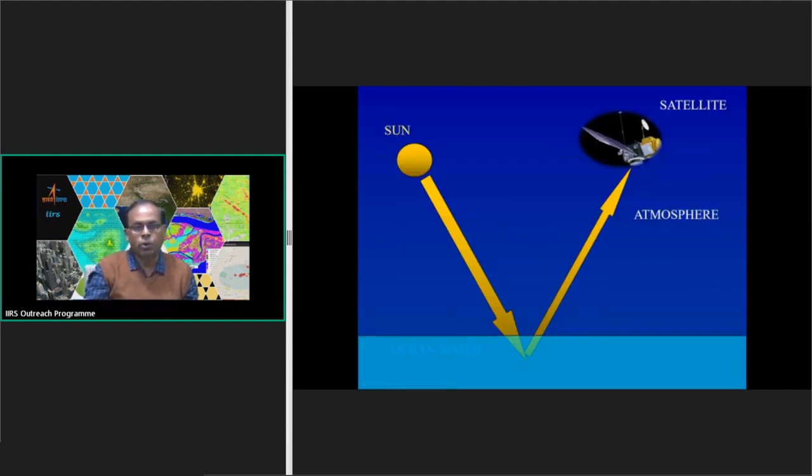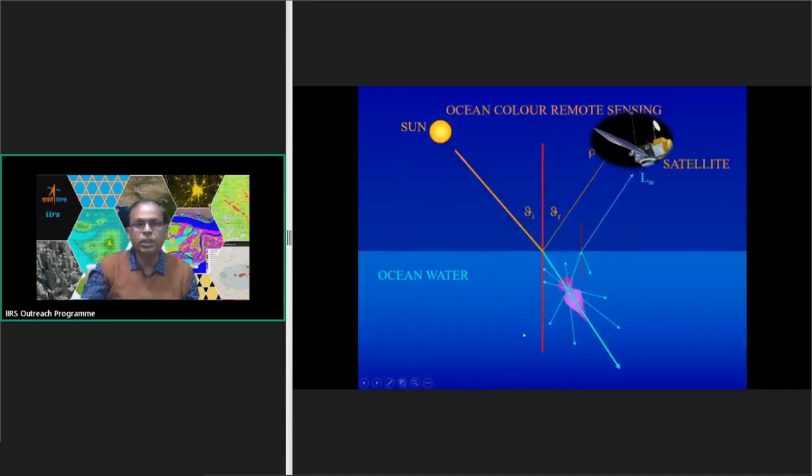Then let us discuss the atmospheric correction part. The sunlight is passing through the atmosphere and penetrating into the surface of the ocean water, and it is successively absorbed and scattered, and backscattered light goes passing again through the atmosphere and reaching the satellite sensor. This radiance which is coming out of water is known as water leaving radiance, LW. That is sunlight which is falling on the surface of the ocean.